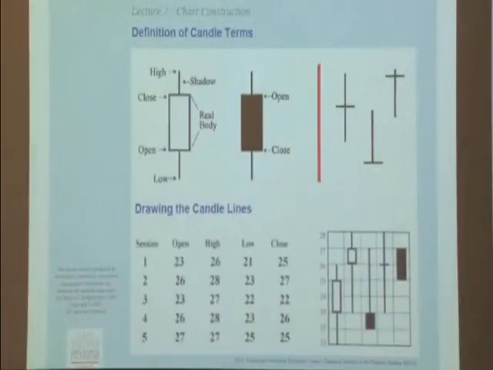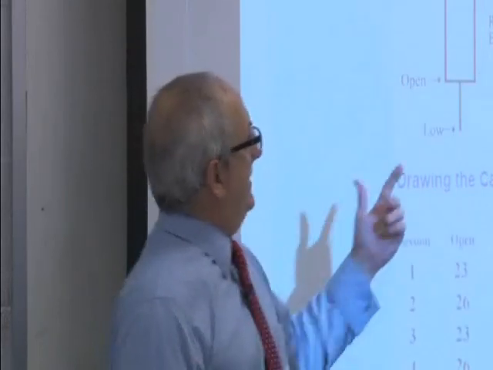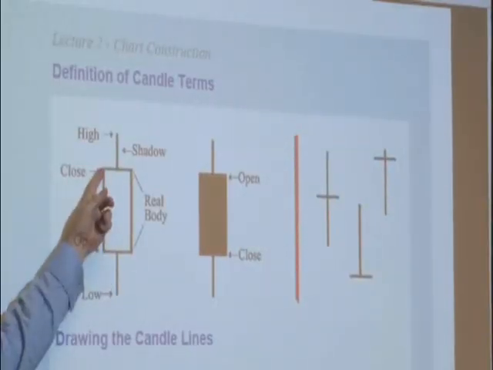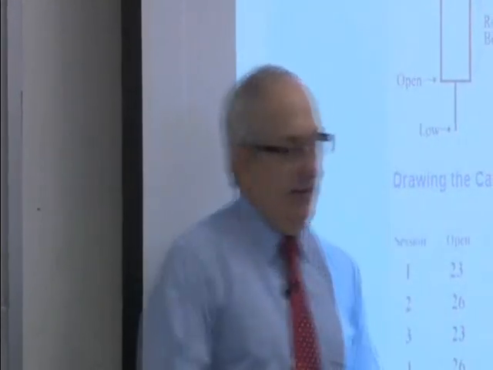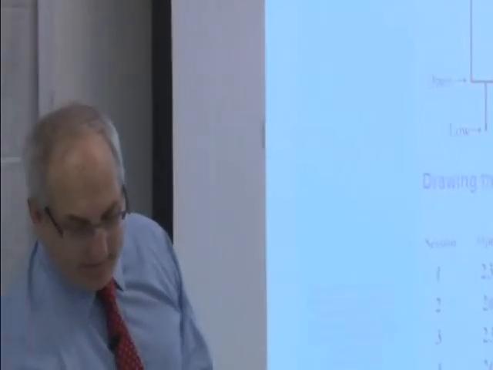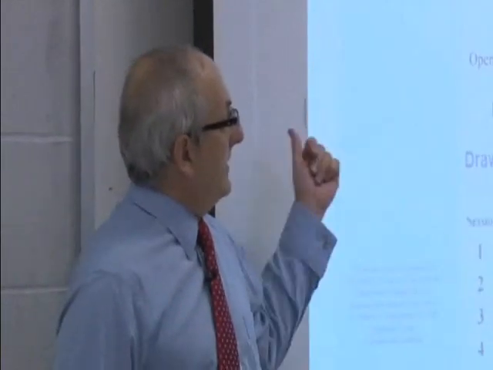Our next step in the evolution of charting is to take the same 4 data points that we used in the bar chart, but now we're going to highlight the difference between the open and close, and this is the Japanese style of drawing the same chart called the candlestick.